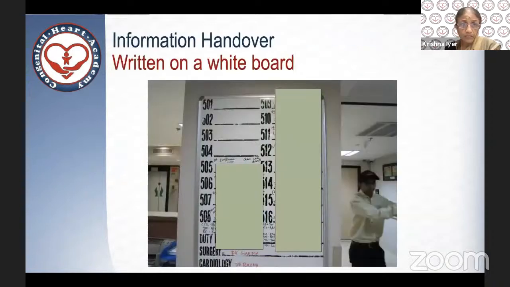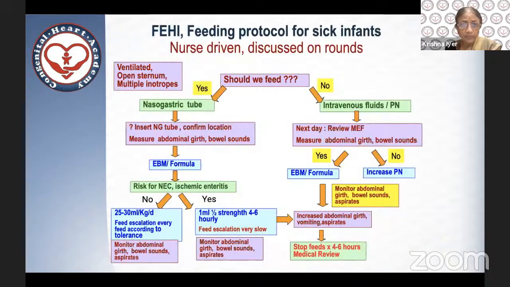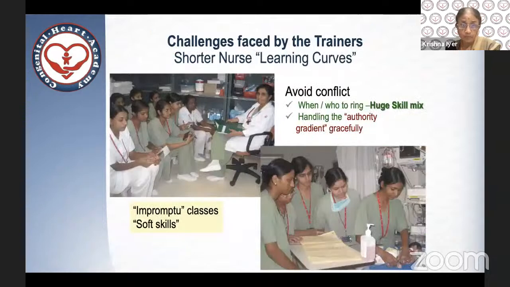How we do this is our information handover is written on a whiteboard, and all the care plans are written so that nothing is really missed out. Nurses are also encouraged to be involved in protocols, and this is a nurse-driven protocol, which is our carefully evolved feeding protocol for sick infants and babies so they do not get necrotizing enterocolitis or abdominal pathology.